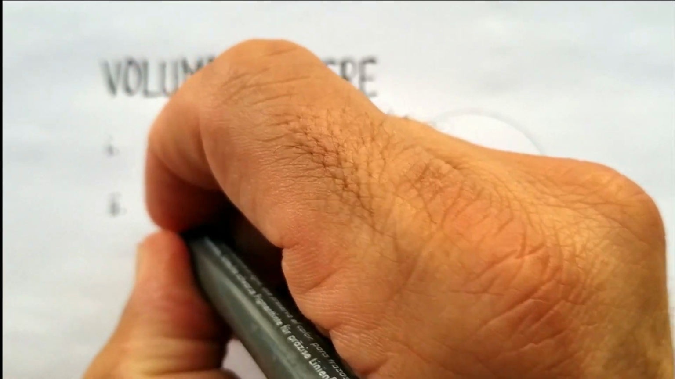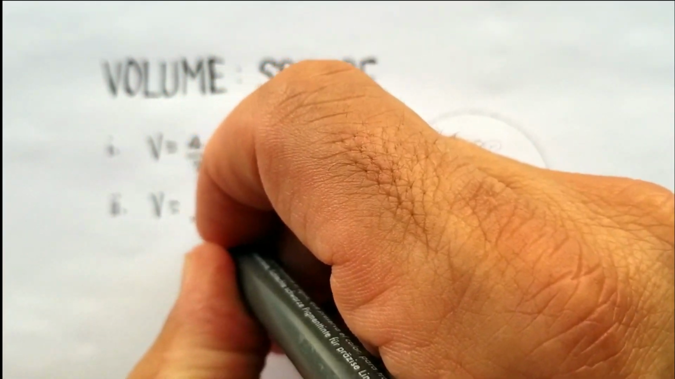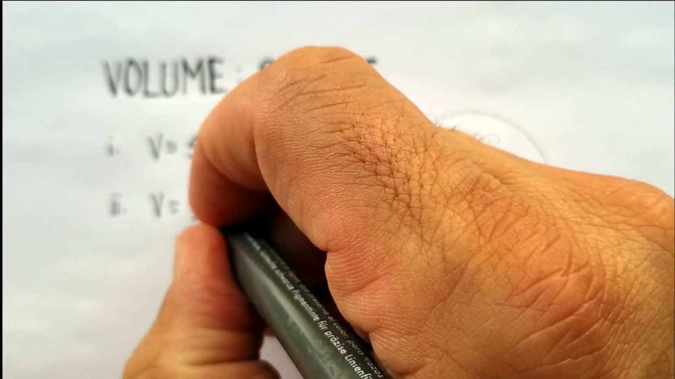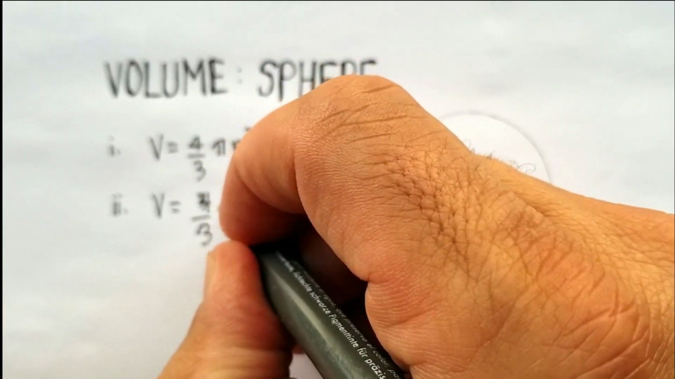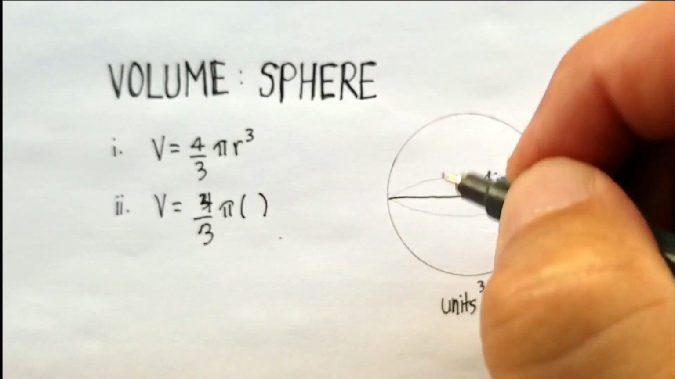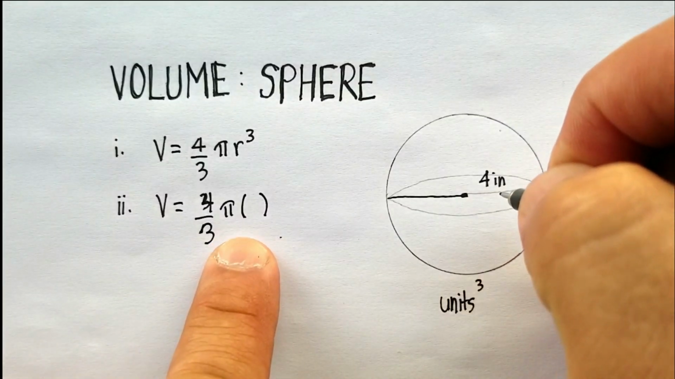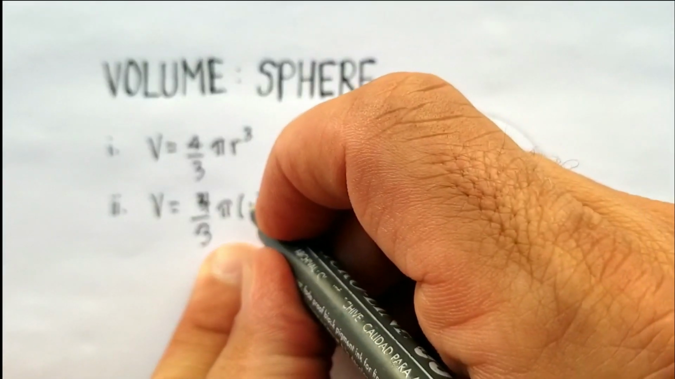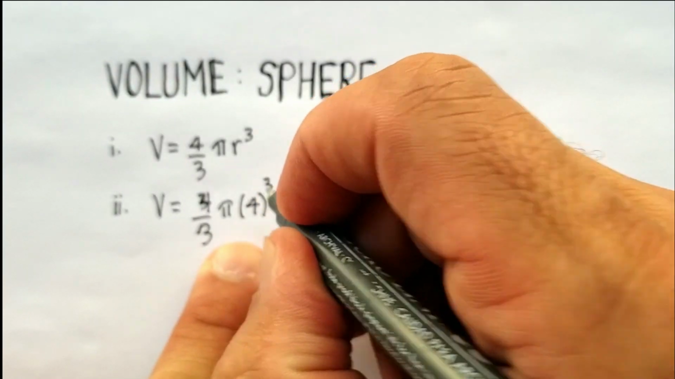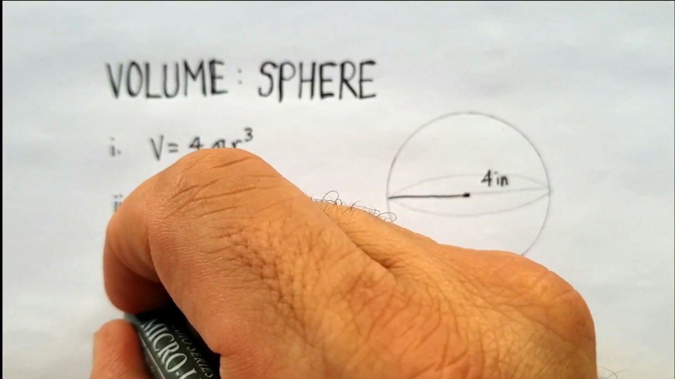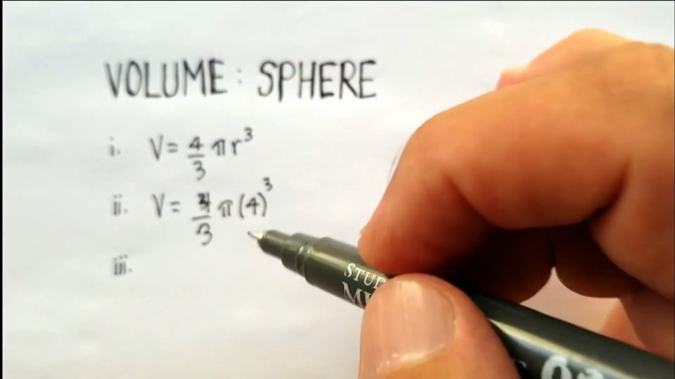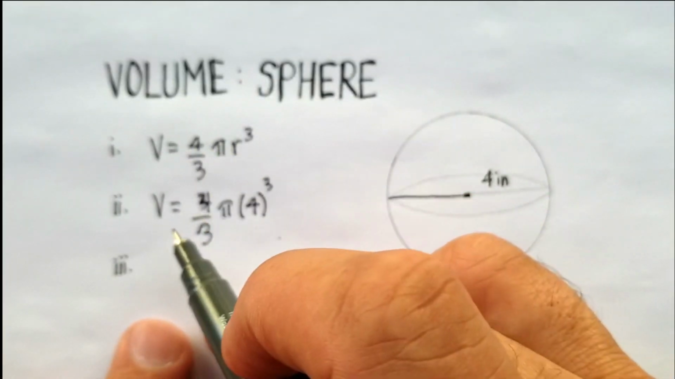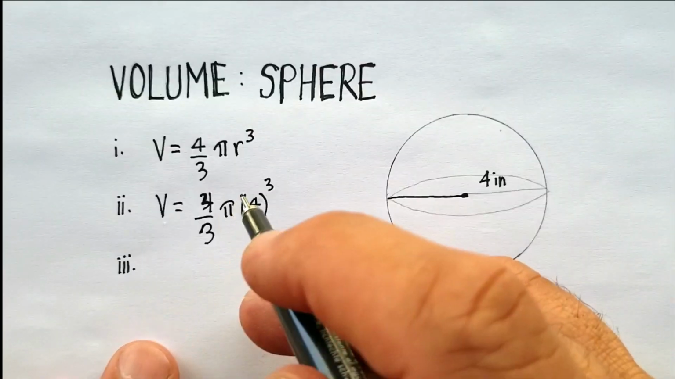We know that volume is equal to 4/3. Oops, I put 3/4, sorry. So 4/3 pi, and remember, whenever you replace a variable, go ahead and put it in parentheses. So in this case, we're going to put in 4 and cubed. Step 3. Just do it this way, systematically. It's like writing a little essay, right? Here's my original statement. Here I'm starting to work out the problem.